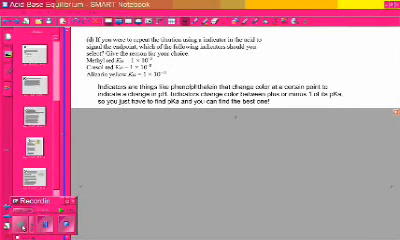Indicators give a visual sign during a titration that shows the endpoint has been reached. Indicators are things like phenolphthalein that change color at a certain point to indicate a change in pH. Indicators change color between plus or minus 1 of its pKa, so you just have to find the pKa and you can find the best one.